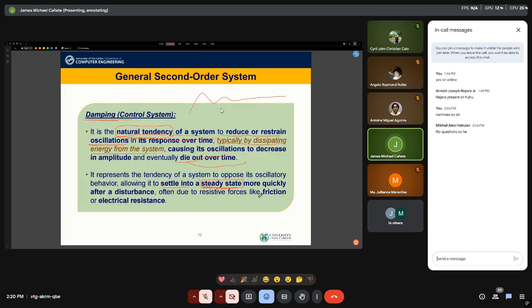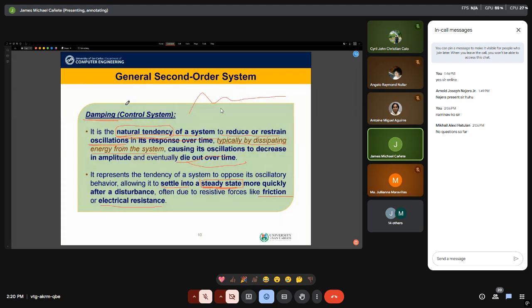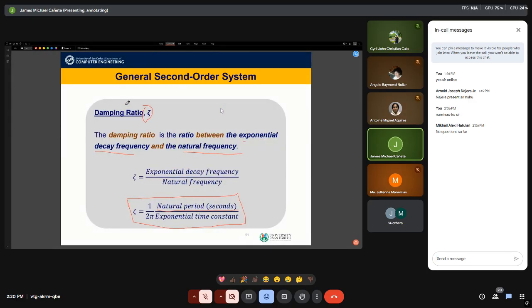And this could come in the form of friction for mechanical systems or resistance in electrical systems. So how good the system is can also be attributed to how good the damping is. So how fast the damping is, is one way to identify the quality of a second order system. So oscillate, natural response, damping, control system. So important din siya, so we assign a symbol to it. So we call that, this is lowercase zeta, and we call this the damping ratio of a second order system.